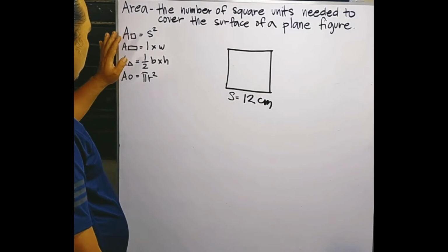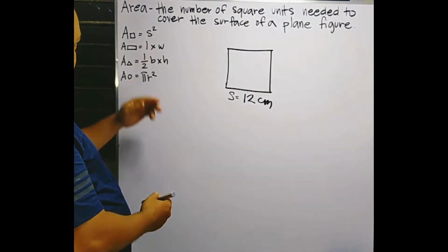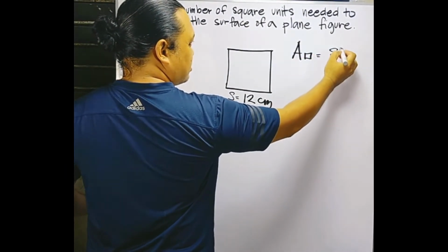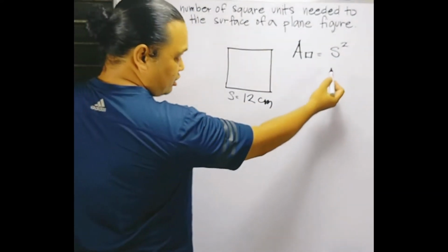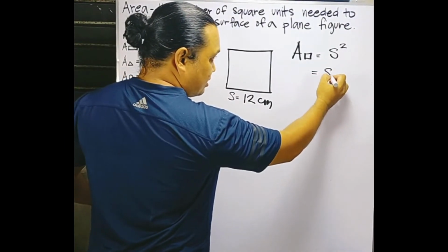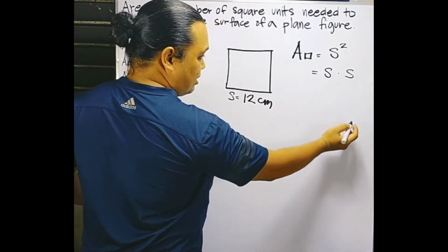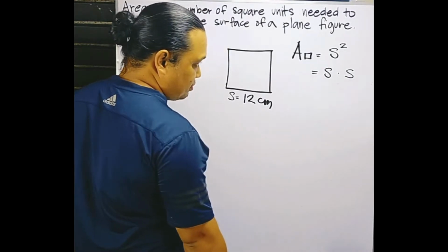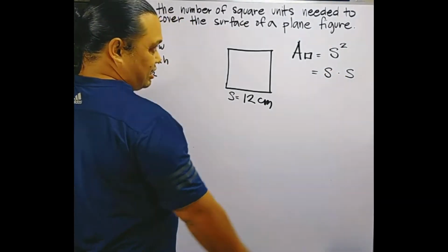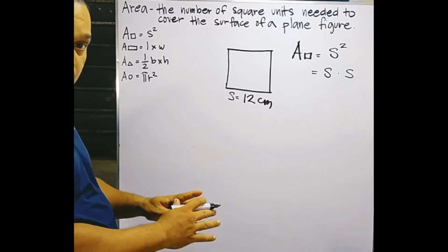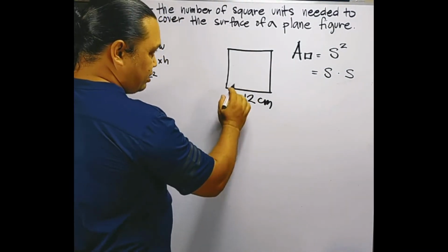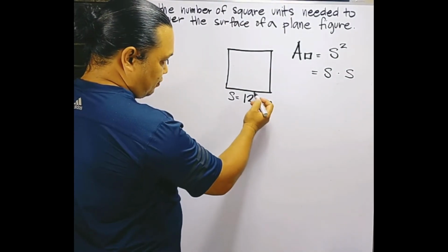Now what is the formula for the area of a square? The area of a square is equal to S squared. S here stands for side, meaning side squared, or side times side. The dot here means multiplication. So S squared or side times side is still the same. That's the formula, so all we need to do is just substitute. We need to find the area of this square that measures 12 centimeters for its side.